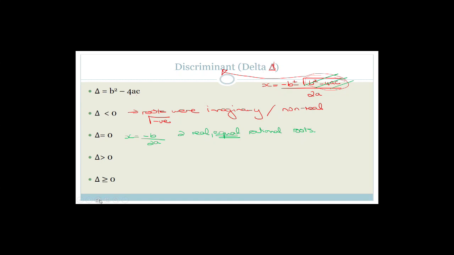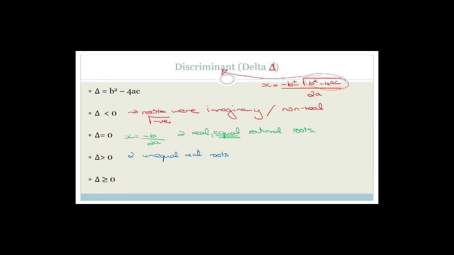Okay, if delta is bigger than naught, do you agree that what happens? That means we're going to have two unequal real roots. They don't necessarily have to be rational, because it's only rational if this is a perfect square. Because if it's a perfect square, then we end up with a proper number on the other side, okay?